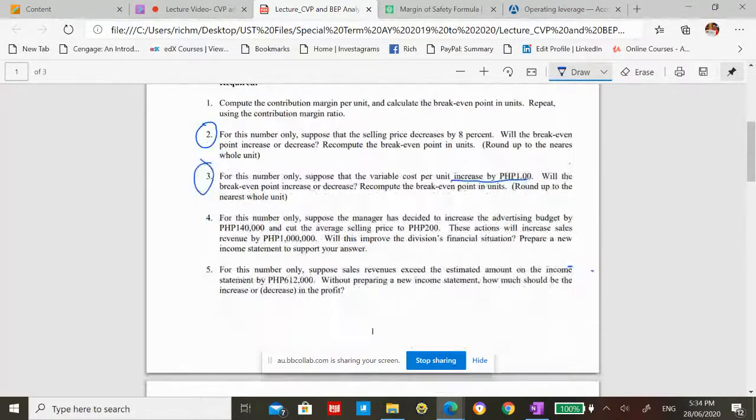So, let's check yung number 4. So, for this number, suppose the manager has decided to increase the advertising budget by 140,000 and cut the average selling price to 200. So, meaning from 300, magiging 200 na lang yung selling price. This will increase sales revenue by 1 million. So, ibig sabihin, meron tayong additional income. So, will this improve the division's financial situation? Prepare a new income statement to support your answer.